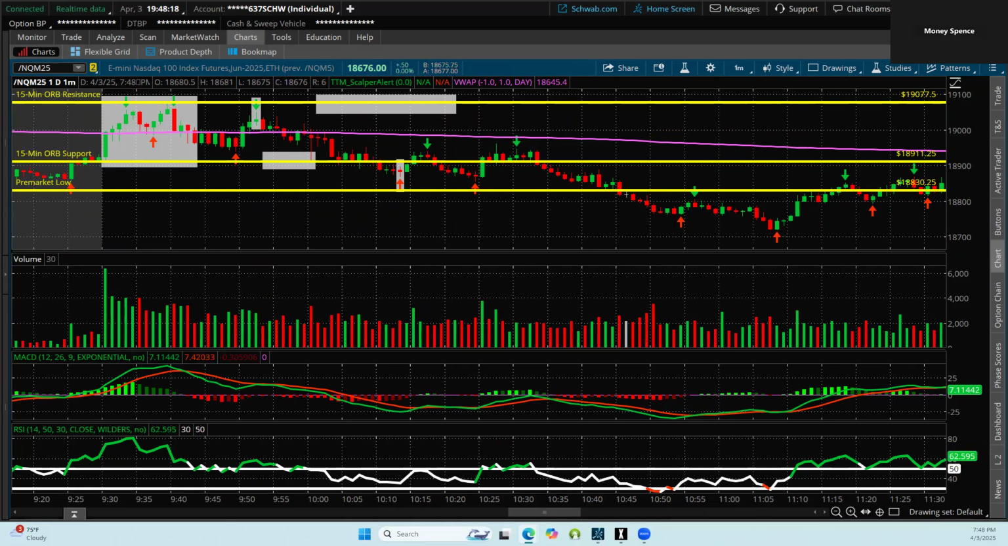So if NQ is trading at $19,000 and that's the price that you got in at, and next thing you know, it's trading at $19,001, you're going to be up $20.